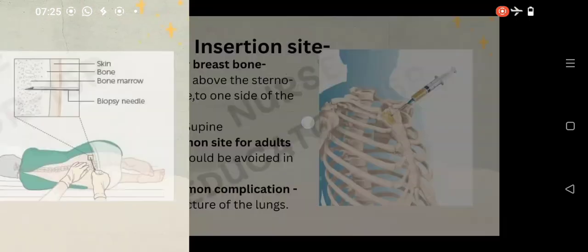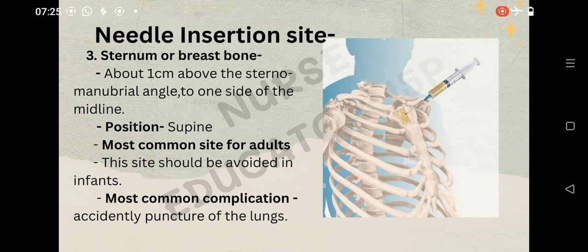Then the third site is the sternum or breastbone. Here in the sternum bone, about 1 centimeter above the sternomanubrial angle and 1 centimeter off the midline, as you can see in the picture, the bone marrow sample is taken. The position is supine position, lying straight as you sleep on your bed. It is the most common site for adults.